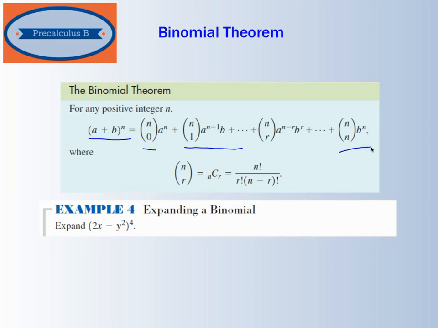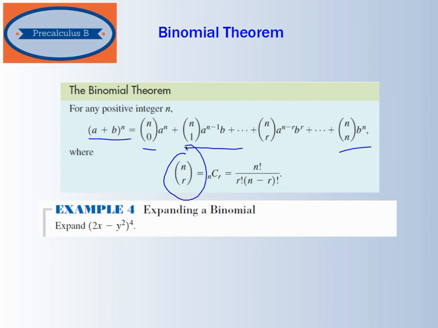All right. And this is essentially a pattern. So if n were 5, it would be a to the 5th, a to the 4th b to the 1st, a to the 3rd, etc. And this works where n choose r is equal to n factorial over r factorial times n minus r factorial, which is what we learned about in previous lessons.